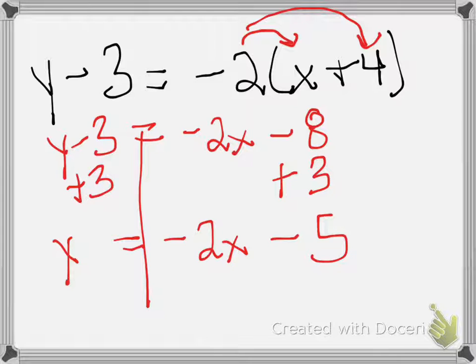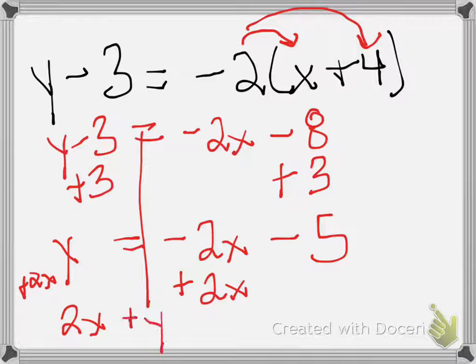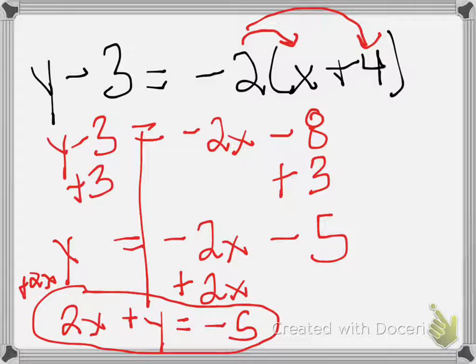So now I got to get rid of this negative 2x. So I'm going to add 2x to both sides. So I have 2x plus y equals negative 5. And I know that's in the form ax plus by equals c. Okay, next one.